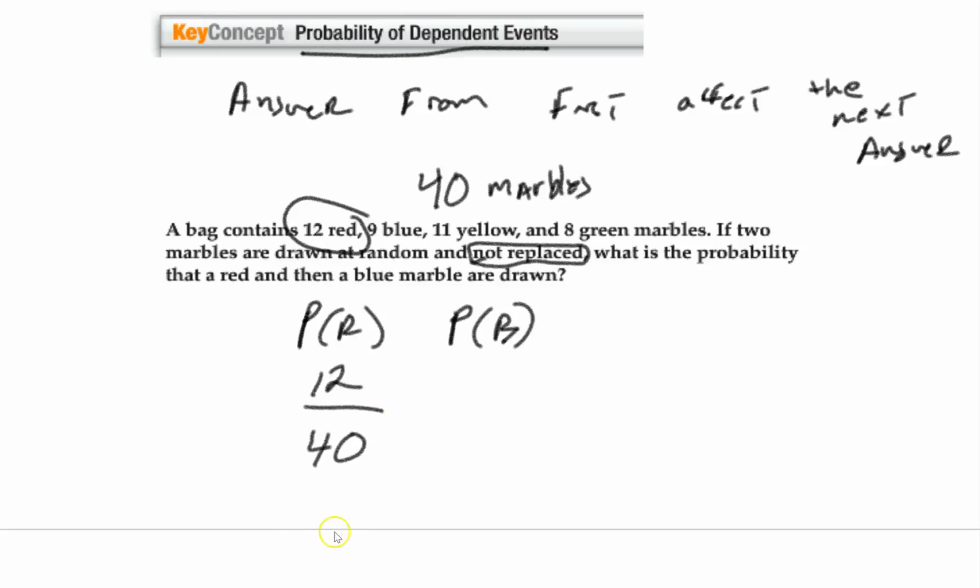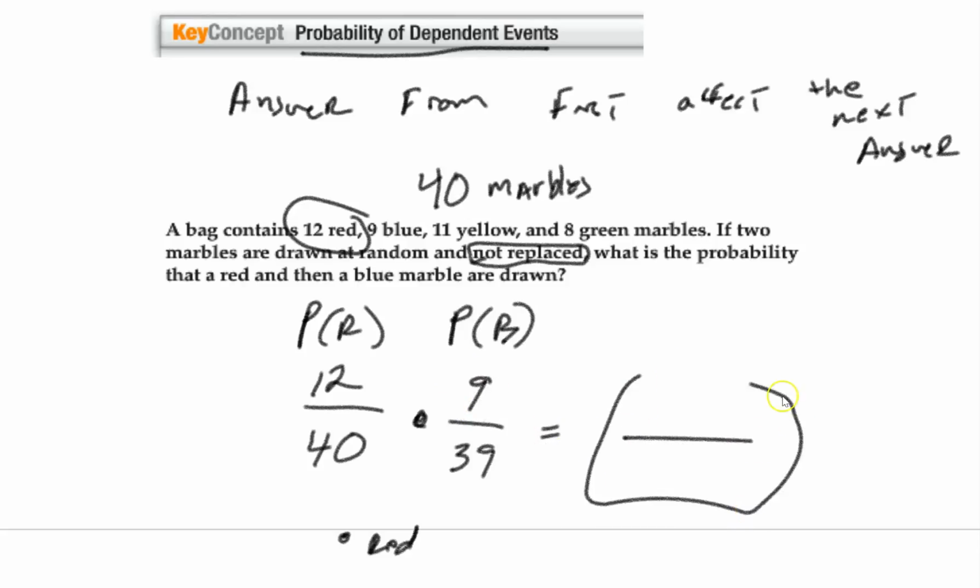That's the first time, so I got my red marble. Now the second time, remember we're not putting this marble back. Now there's only 39 marbles left, because I took a red out. And you want to know the probability of getting blue? Well, how many blue are there left? There's still 9. I didn't pick a blue out yet, so there's still 9 blue marbles there. You multiply those together, and you get some number. That's the answer. That's dependent events, right?